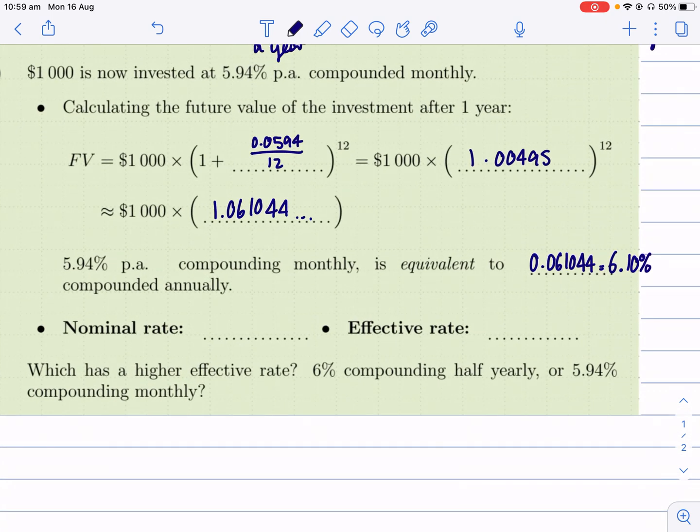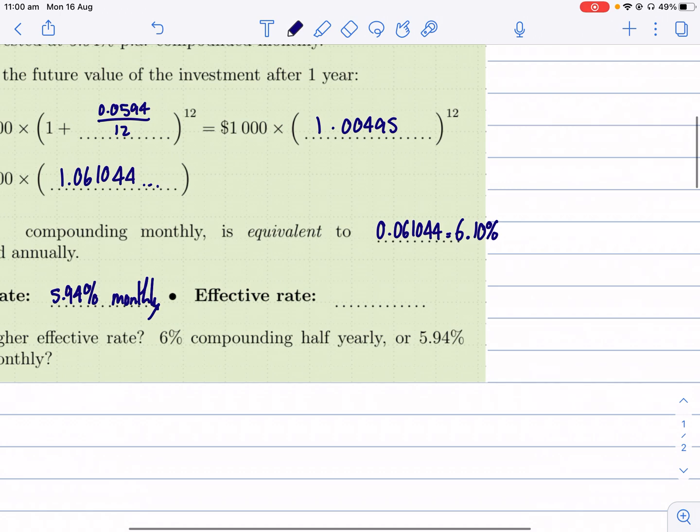So the nominal rate with this one was 5.94% monthly, which is effectively the same as 6.1044, etc. percent yearly.